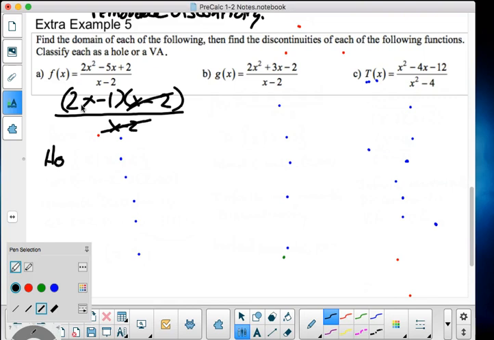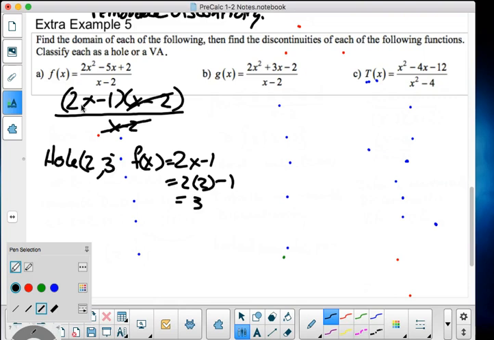I have a hole, and my function becomes f of x equals 2x minus 1. So I've got a hole at 2. I've got to find out where exactly. So I plop in 2 minus 1, so it's actually 3. So at 2, 3, I have a hole. Does that make sense?